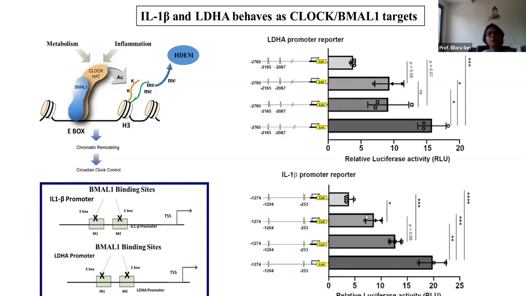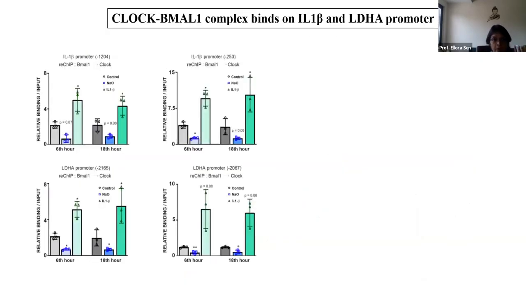So what we did was make point mutations across all these E-box sites, and we found that mutation of these E-box sites reduces the IL-1 or the LDH promoter activity upon treatment with lactate or IL-1. So basically, these E-box sites on both the IL-1 and the LDH promoter play a very important role in the regulation of these two very important genes of the tumor microenvironment by clock and BMAL1.